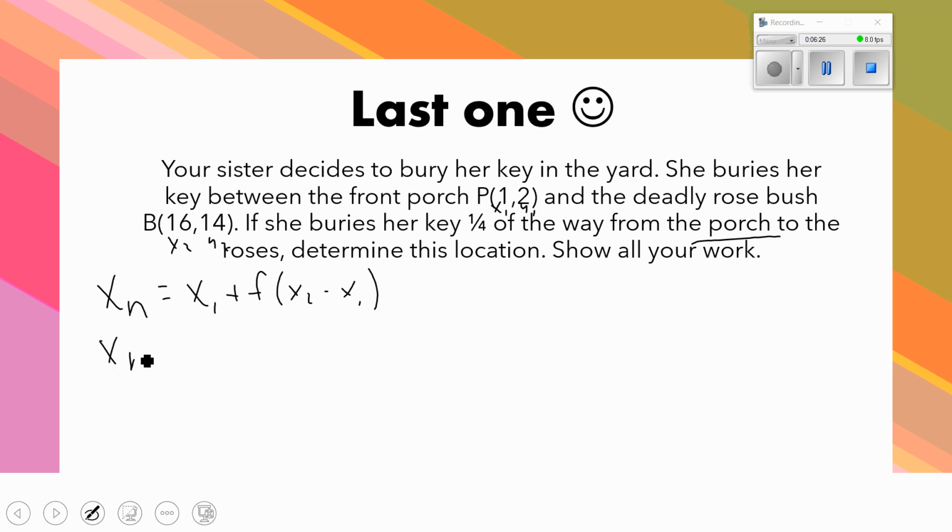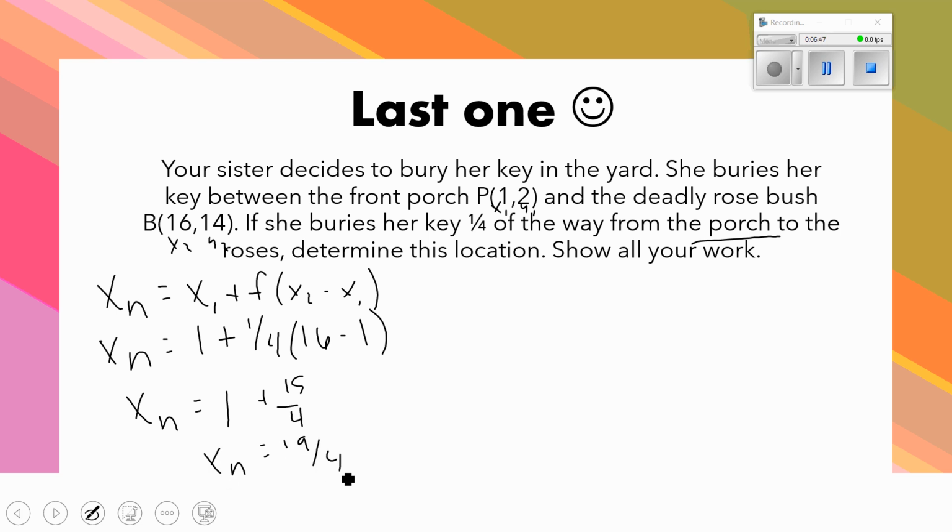Plug those numbers in. x1 was labeled 1. The fraction was 1/4. x2 was labeled 16. x1 was labeled 1. X new would equal 1 plus 15 over 4, or x new would equal 19 over 4 is how I'm going to leave it.